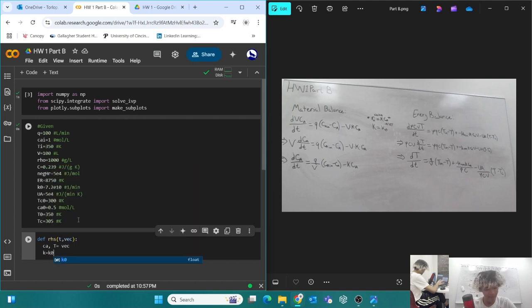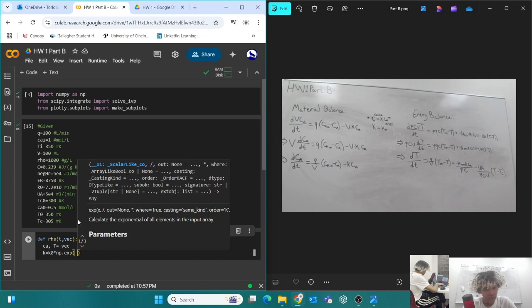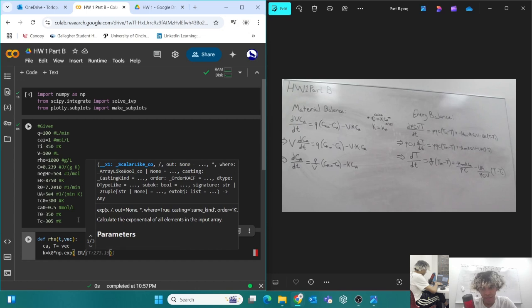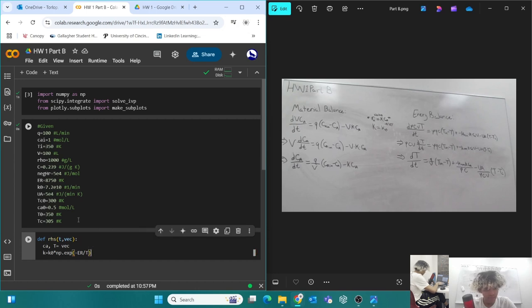Now we're going to do the K. So K is going to be equal to K naught, which we already have as a given, times the exponential of negative ER divided by T. All right, and now we can return.